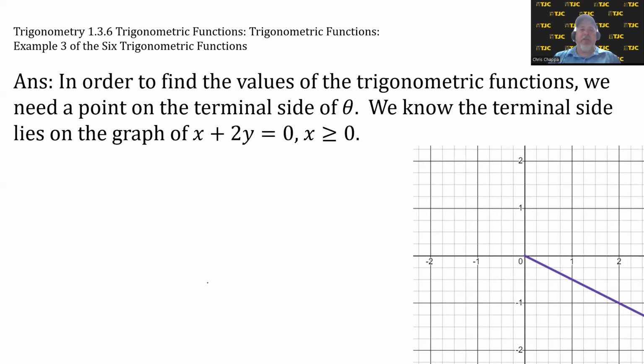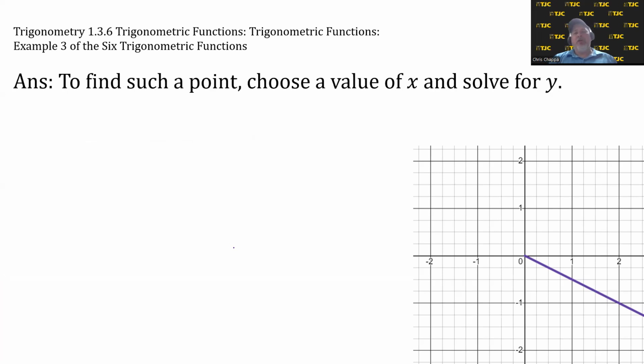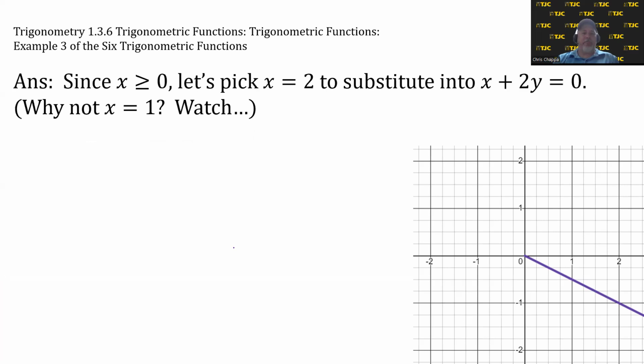Now, in order to find values of the trigonometric functions, we need a point on the terminal side of theta. We know the terminal side of theta lies on the graph of x plus 2y equals 0, x greater than or equal to 0. So how do we find such a point? Well, we choose a value of x and solve for y. We can choose y and solve for x, but either way will work.